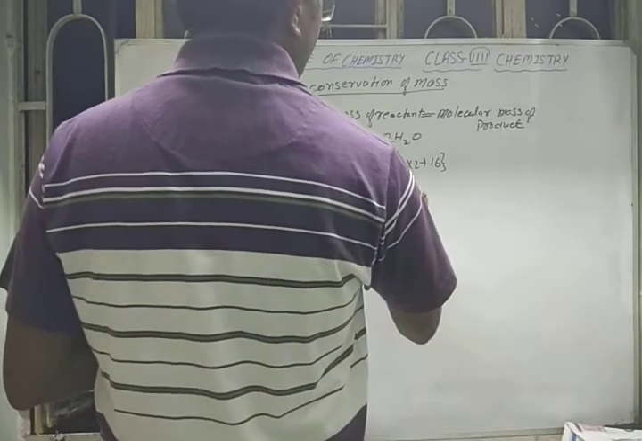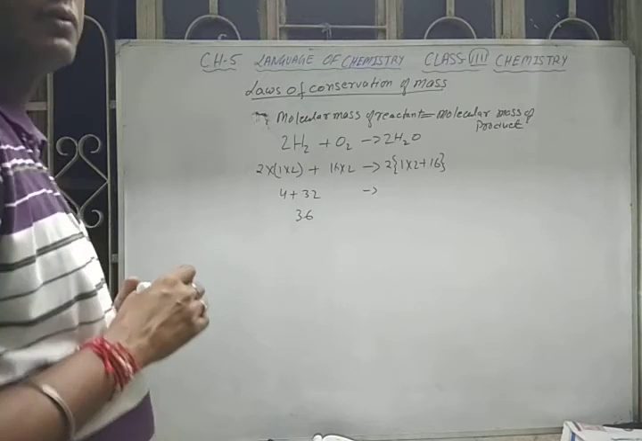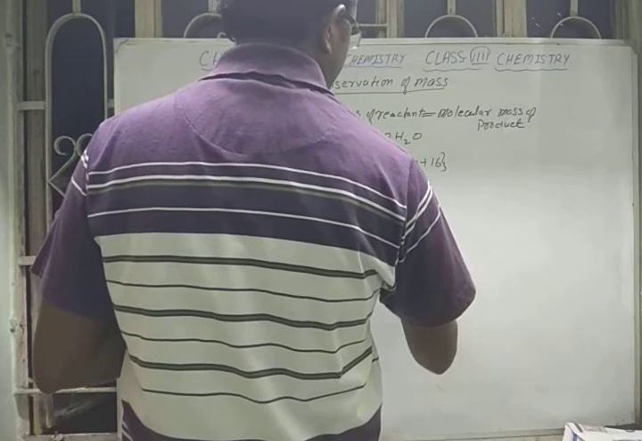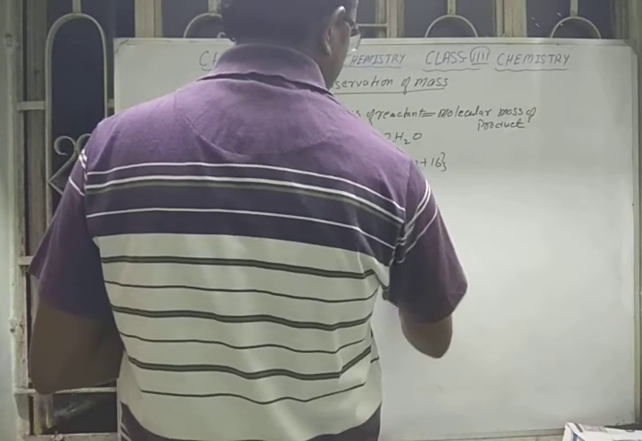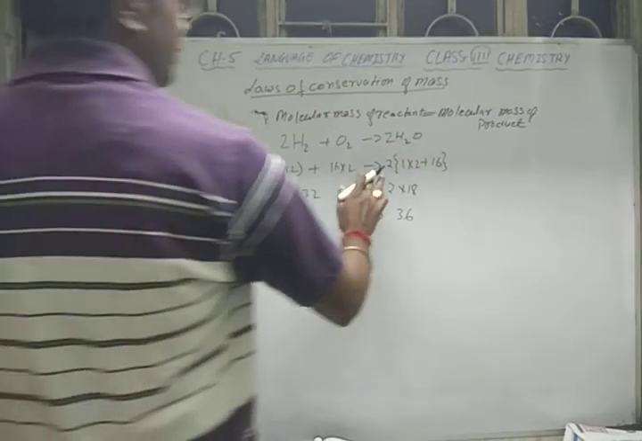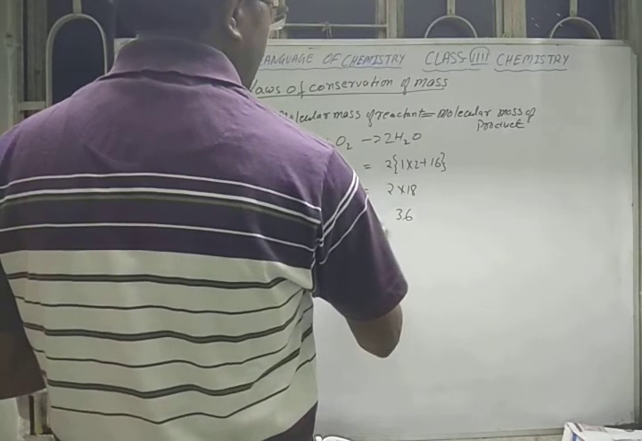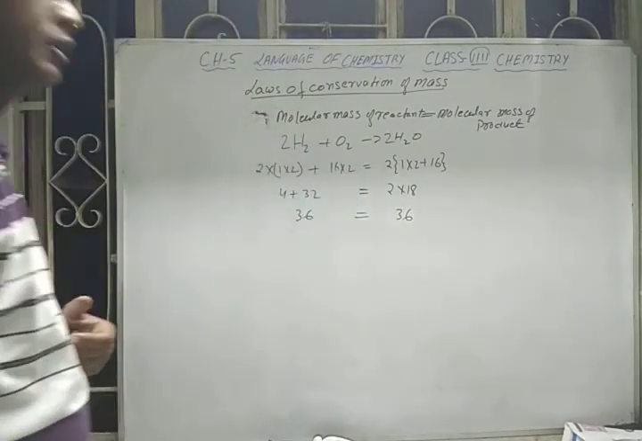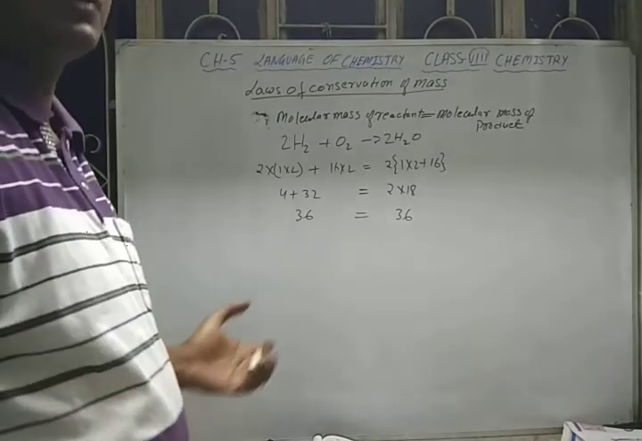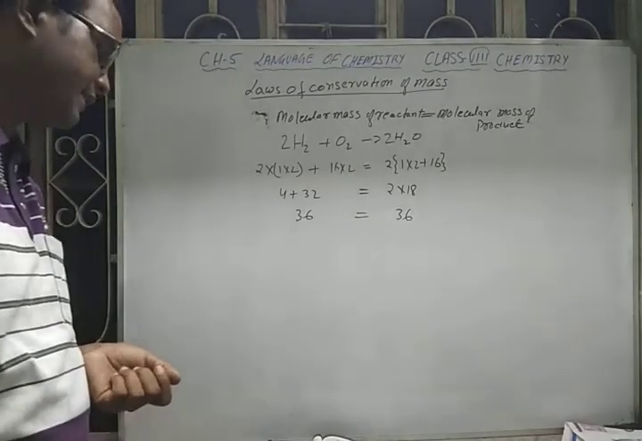So the total molecular mass of the reactant part is 36. Similarly, here it is 16 plus 2, which is 18. So 2 into 18 is again 36. Now you can put an equal to sign. So before reaction and after reaction, the total mass remains the same. This is the conservation of mass.